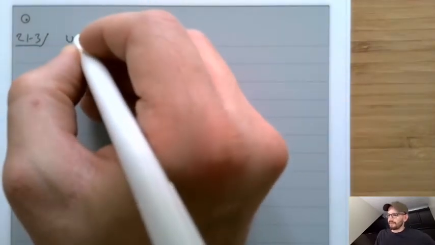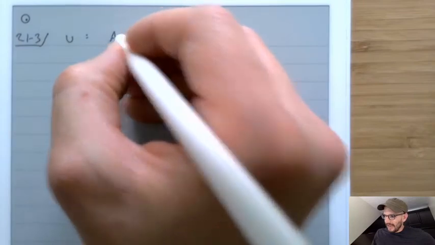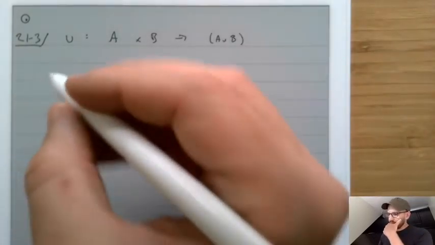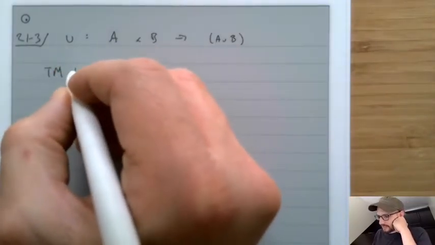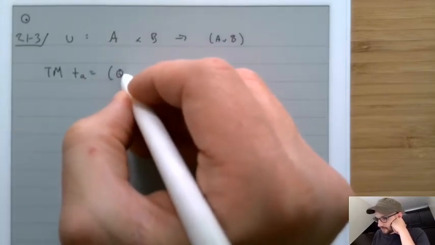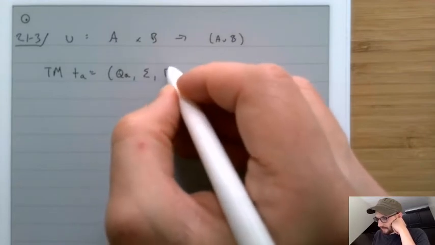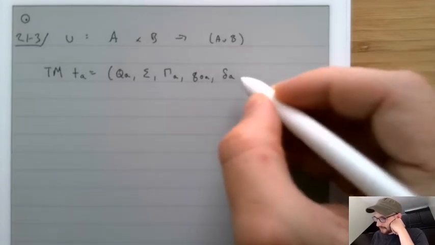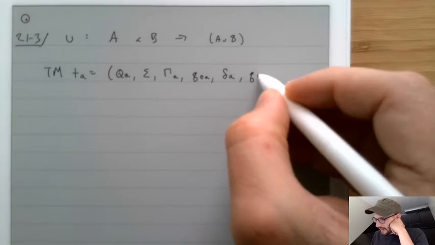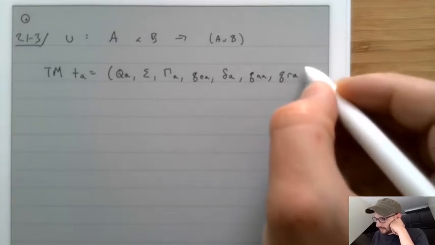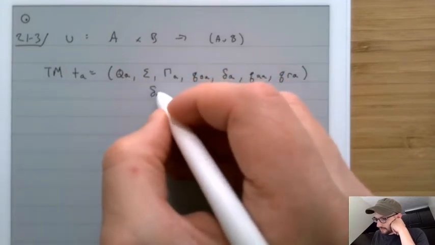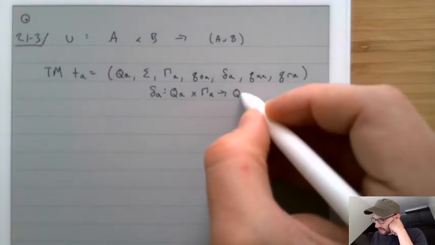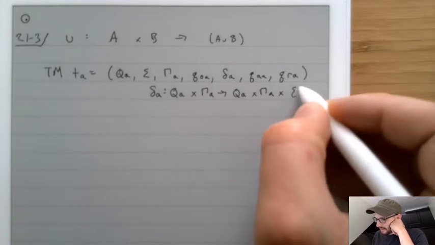So here's how we'll implement union. The idea behind union is that we're going to take A and B and produce a new machine that's A union B. So let's suppose that our Turing machine for A, TM A, is equal to Q_A, sigma, gamma_A, q0_A, delta_A, and qa_A and qr_A, where delta_A's type is that it takes a Q_A and a gamma_A and returns a Q_A, a gamma_A, and a left or right.